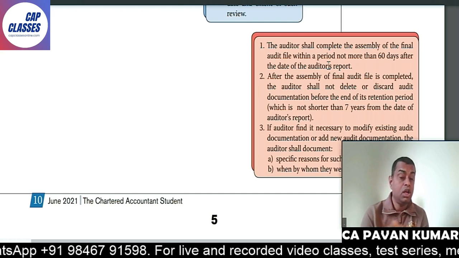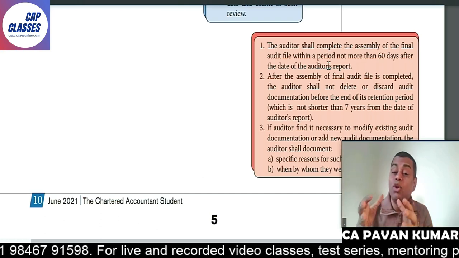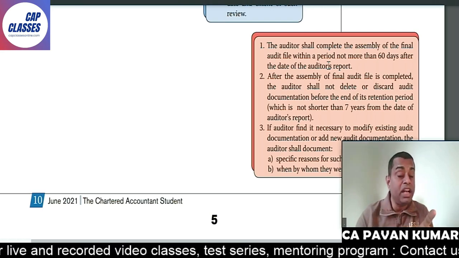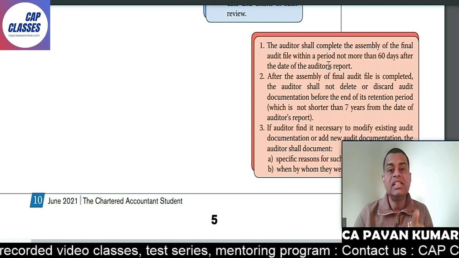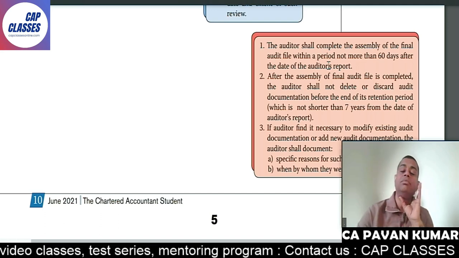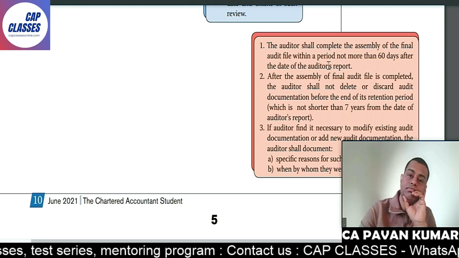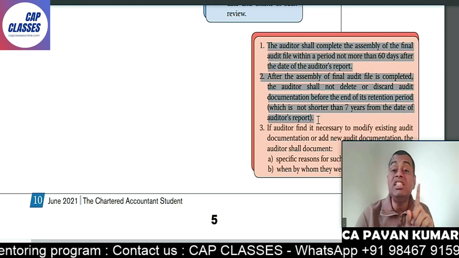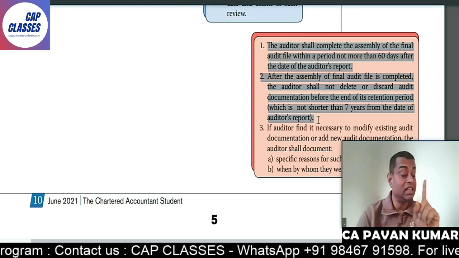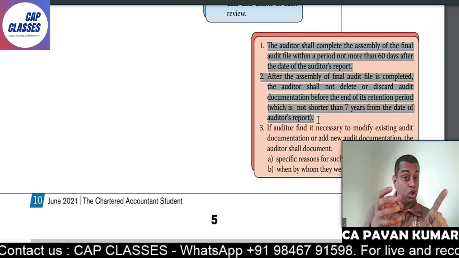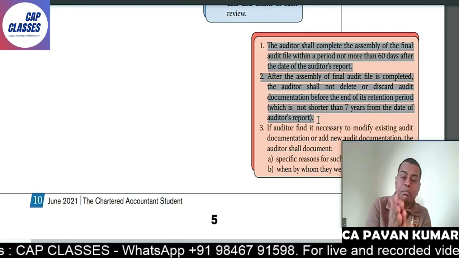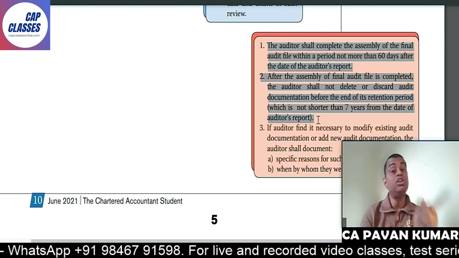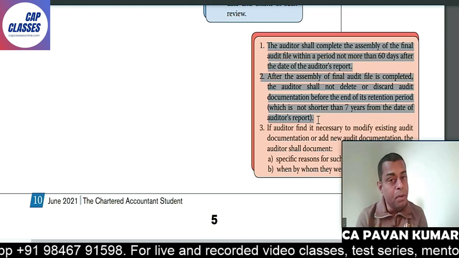And you need to protect them, maintain them, store them for a period of not less than 7 years from the date of the audit report. 7 years. These two are very, very important MCQs. One, 60 days from the date of the audit report is given for you to sort and complete the assembling of the file. Two, from the date of the audit report, 7 years is the minimum period you need to retain.